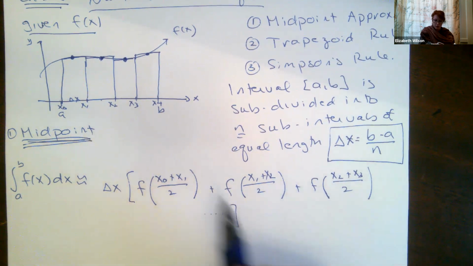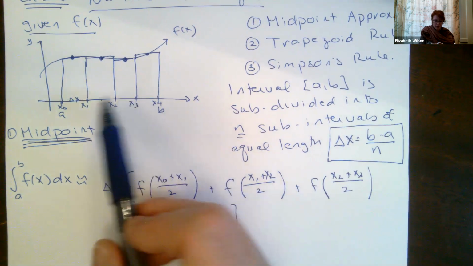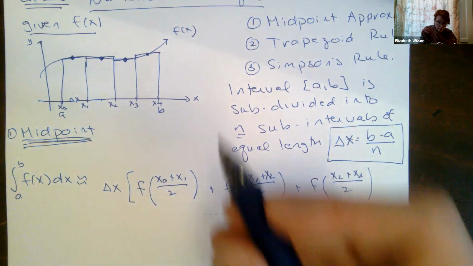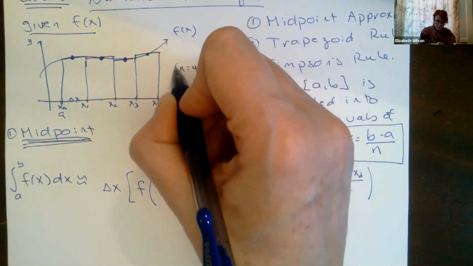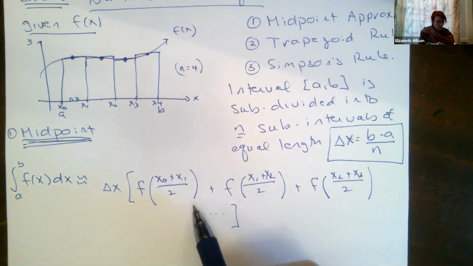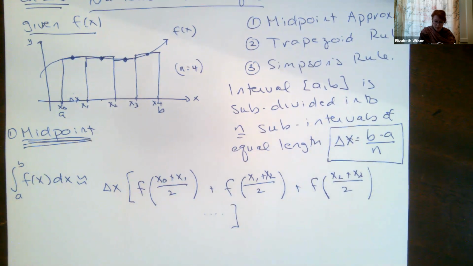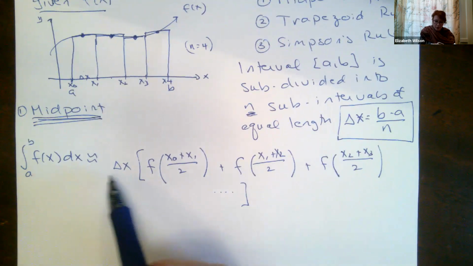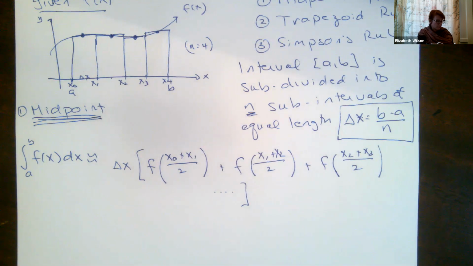Okay, this is just this particular case: we're going to have 1, 2, 3, 4, so n equals 4, for example. Now, n specifies the number of subintervals. We're going to keep filling this out until we fill out all the rest of our subintervals. Okay, so this is the midpoint rule. You probably saw this when you did the Riemann sums.